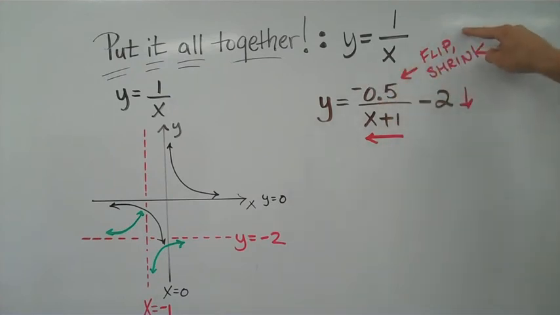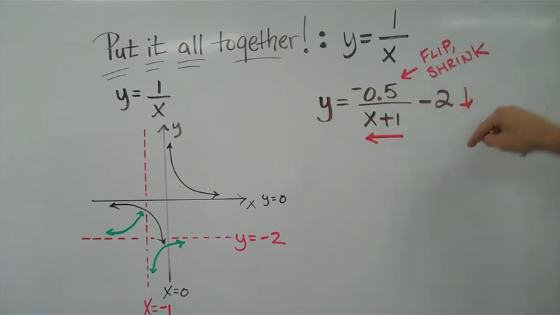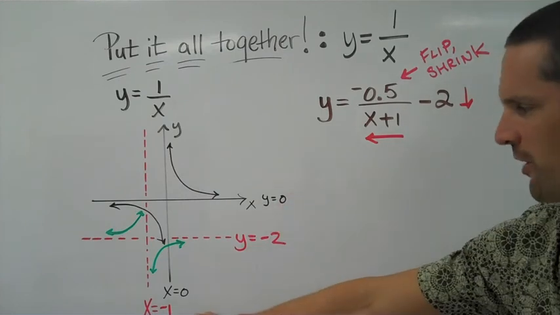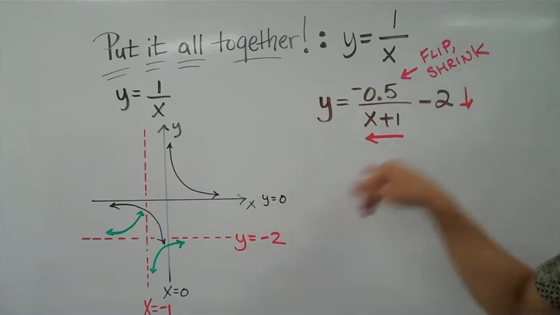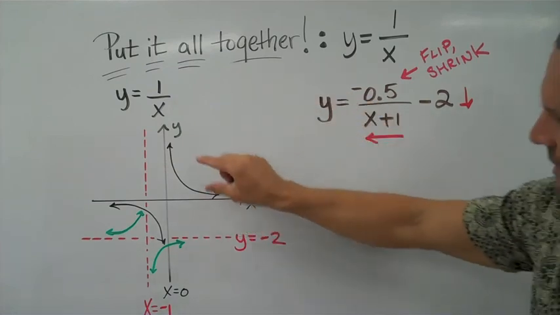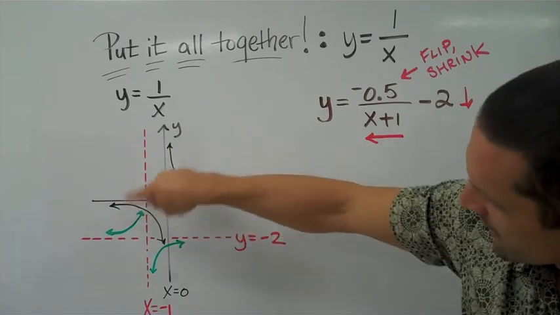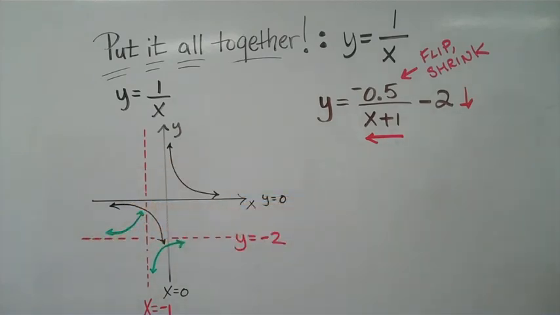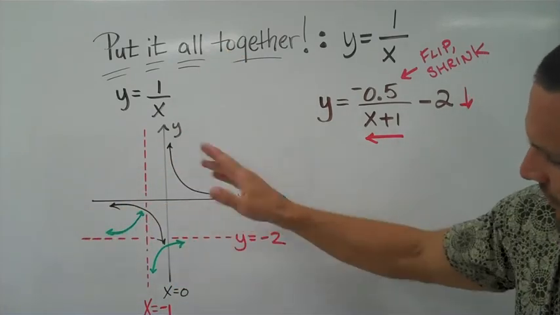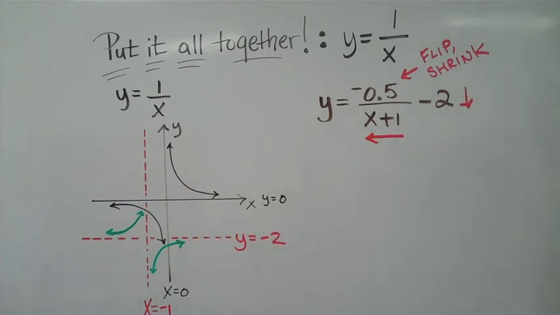The negative says flip, the 0.5 says shrink, the plus 1 says to the left, the negative 2 outside says down. So our vertical asymptote will now go to x equals negative 1, our horizontal asymptote to y equals negative 2. We're going to shrink, and instead of in the first and third quadrants, we're going to flip to be in the second and fourth. So if you consider this red sort of divider, dividing up the 4 quadrants, we'll be in the second and fourth, if you can think of it like that. And then we're shrunk down in green.